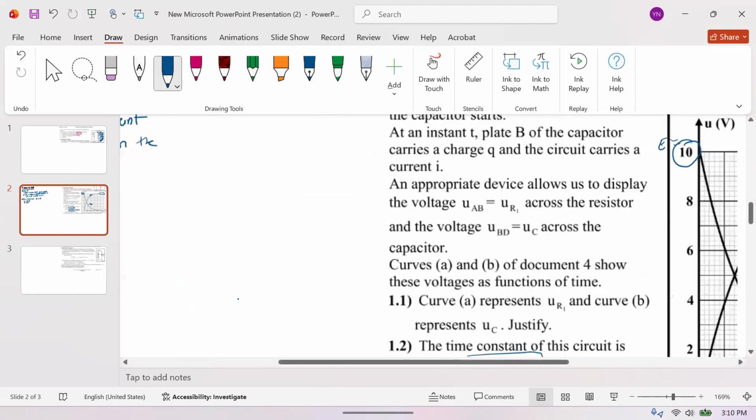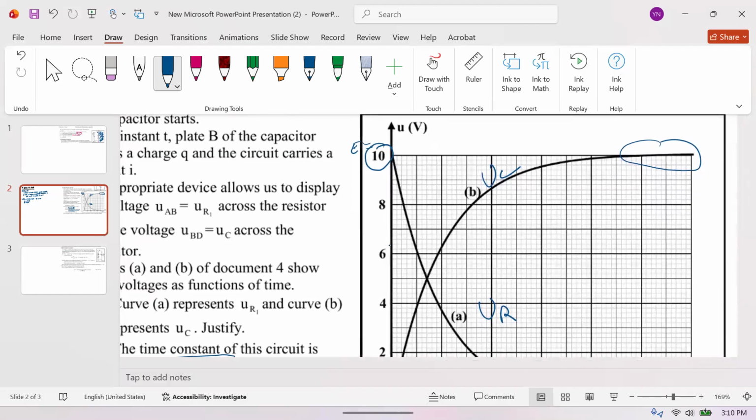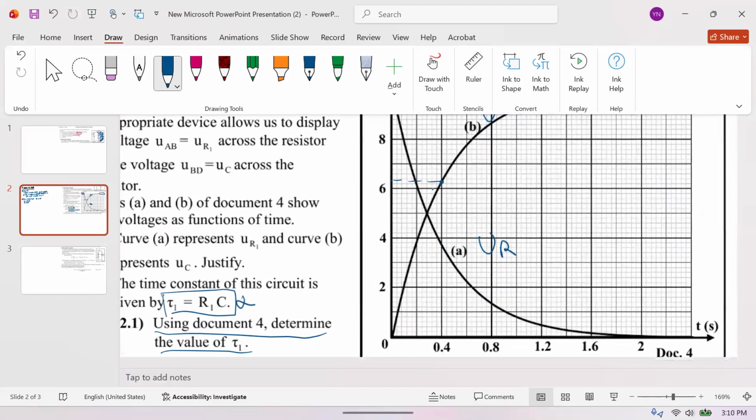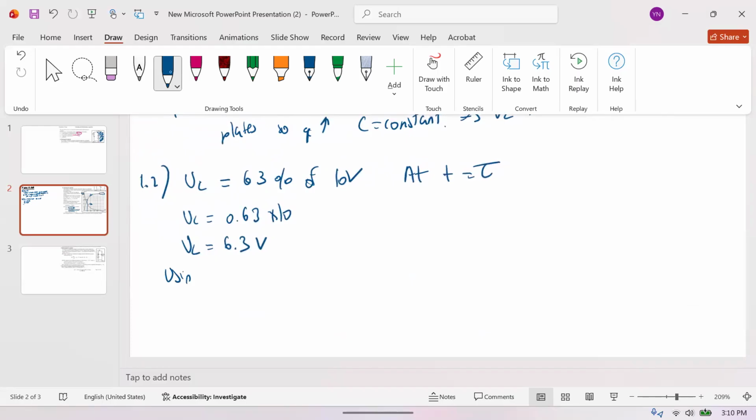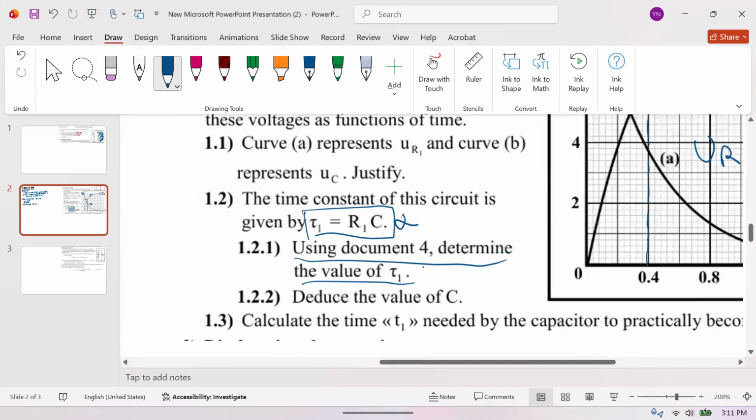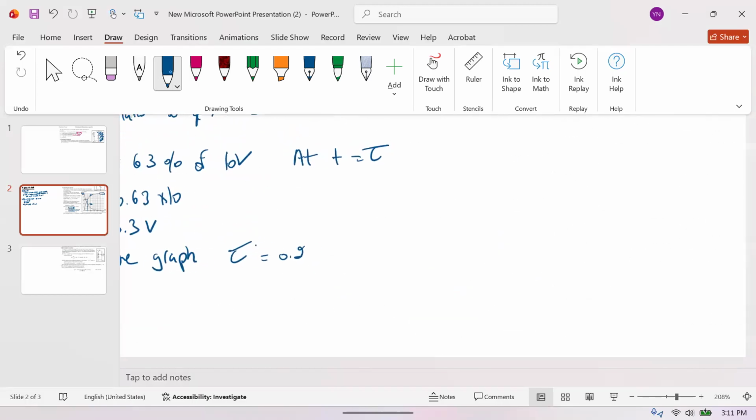I go and I find where 6.3 is. It's approximately here. And I can see that the time at this point is 0.4 seconds. So using the graph, this is really important, by the way, how we can find tau. And some people ask, when can we use the tangent then? Don't use it unless they draw it for you. So tau is equal to 0.4 seconds.